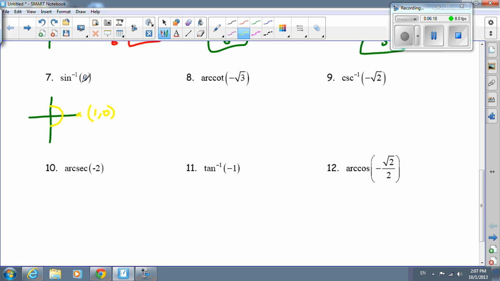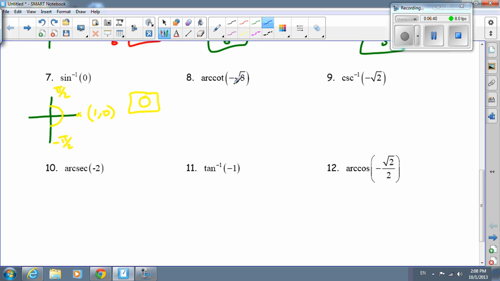So the angle that we have 0 as a sine, remember it's cosine, sine. The angle that we have 0 as a sine is the angle 0. You cannot say 360 because 360 is not between negative pi over 2 and pi over 2. So you got to stick in the restricted range. That wasn't a pretty color, by the way.